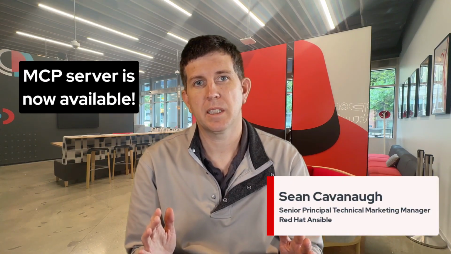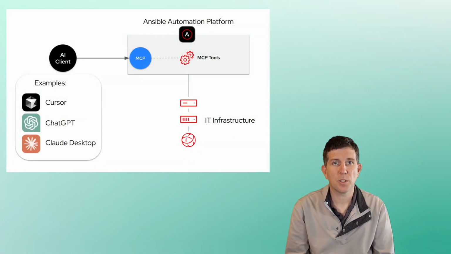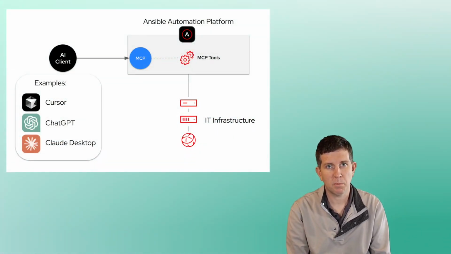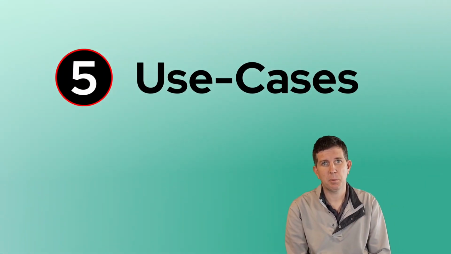The Ansible Automation Platform MCP Server is now available as a technology preview in Ansible Automation Platform 2.6. The AAP MCP Server acts as a secure bridge between tools like Claude, Cursor, ChatGPT, and your existing Ansible Automation Platform environment. You can now manage jobs, inventory, and automation workflows simply by talking to an AI client, without bypassing security or governance. Here are 5 cool use cases with MCP and Ansible Automation Platform.